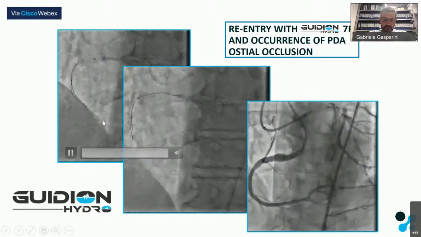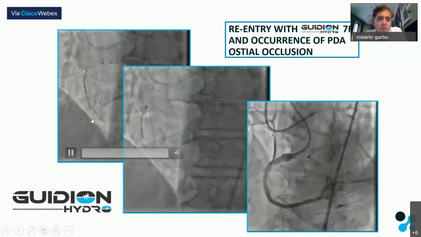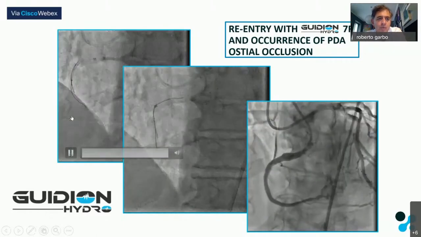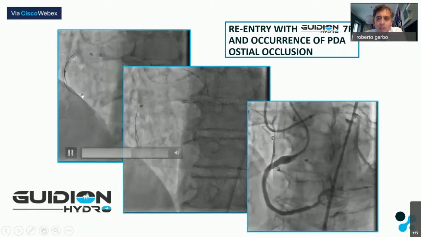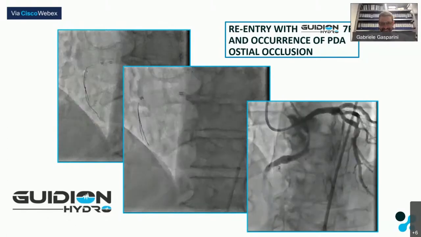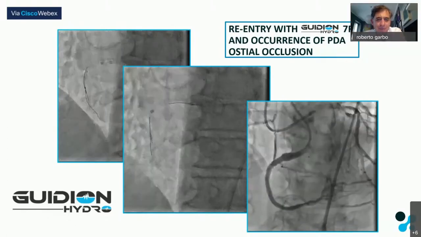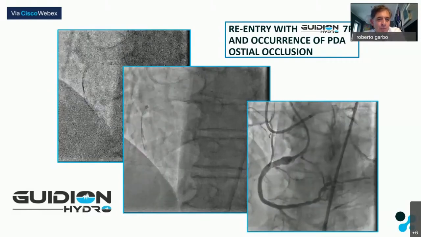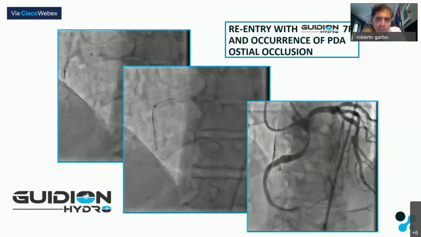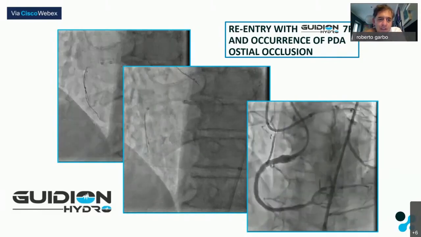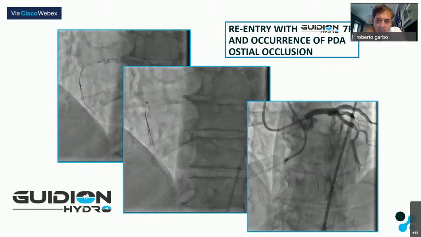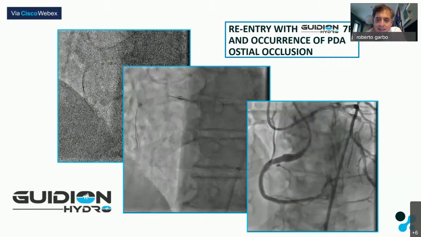This is interesting. Probably you don't think that I'm true, but I'm going to tell the truth. I punched a retrograde with the Astato 20 because it was so classic. We believed it, because it was impossible to do with that. I did a step up retrograde, and at the end I needed to push with the Astato, and then this is a classical reverse CART with the Guidezilla re-entry, the Guidezilla Hydro 7 French was easy to re-enter, and this is the result after stenting in the postoperative branch.